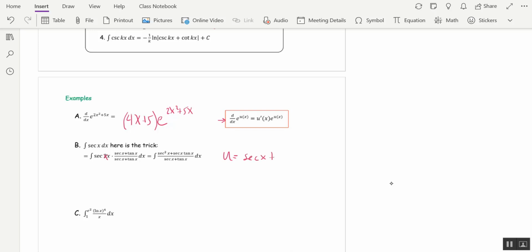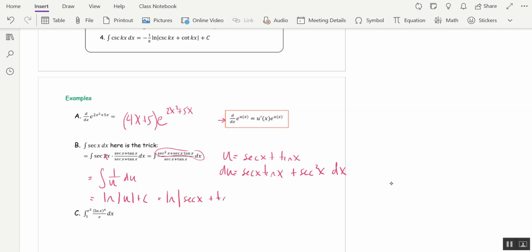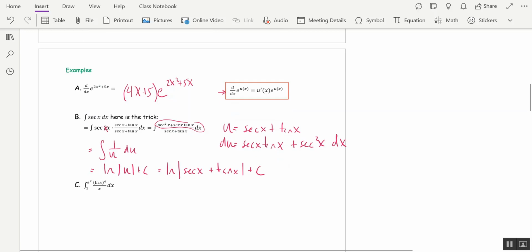Secant x plus tangent x. du is, well, the derivative of secant is secant x tangent x plus the derivative of tangent is secant squared x dx. So great, that's what I have in the numerator. So this is the integral of 1 over u du, which is ln of the absolute value of u plus c, which is ln of the absolute value. U was secant x plus tangent x, plus c. And there it is.